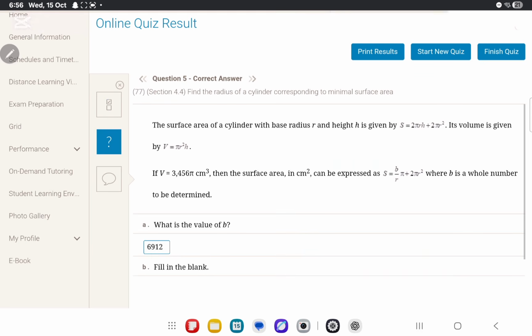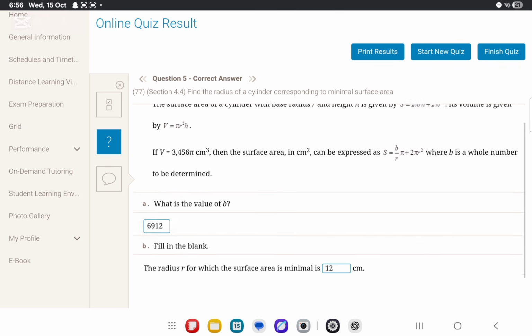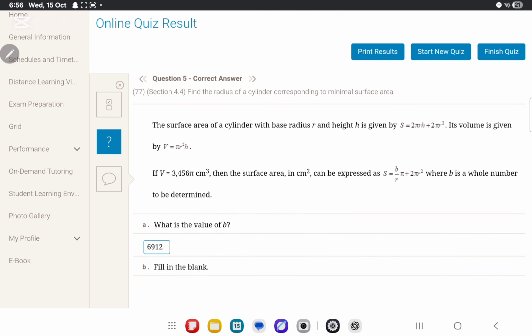Question 5. The surface area of a cylinder with a base radius r is given by this equation. Its volume is given by this equation. If V is equal to 3456 pi centimeter cubed, then the surface area in centimeters squared can be expressed by the given form, where B is a whole number to be determined. Now, here I'm gonna need to express one in terms of the other. So how do I do this? It's not that hard. It's very easy.